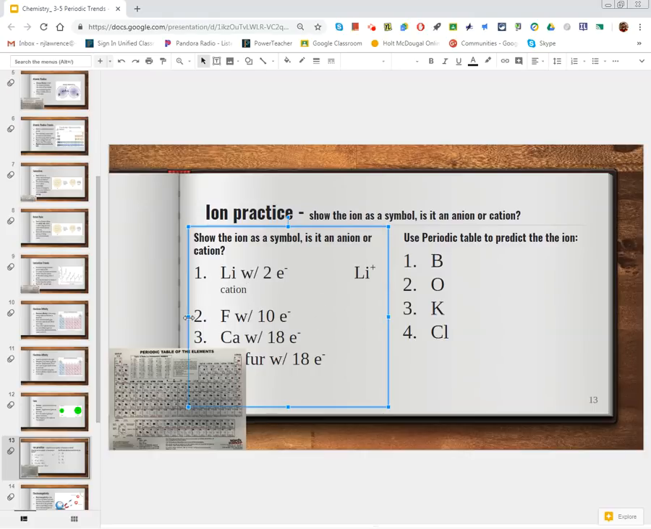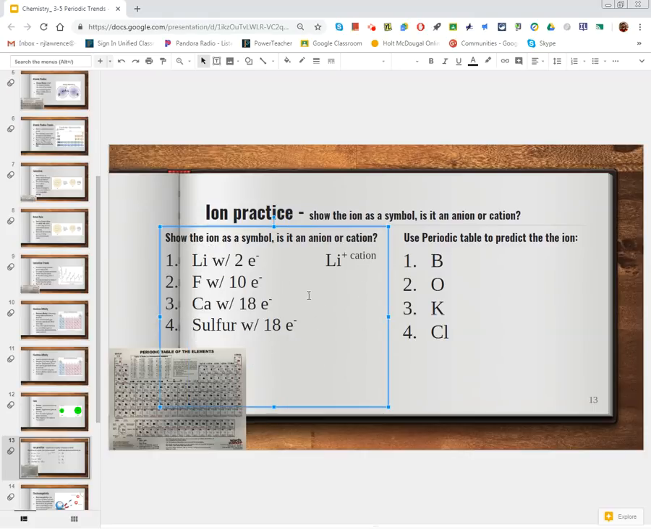Okay? All right, so now let's look at fluorine. Go ahead and pause the video and try these yourself and see if you can figure out what the symbol would be for these 3 elements and if they'd be cations or anions. Pause the video and then I'll show you the answer.